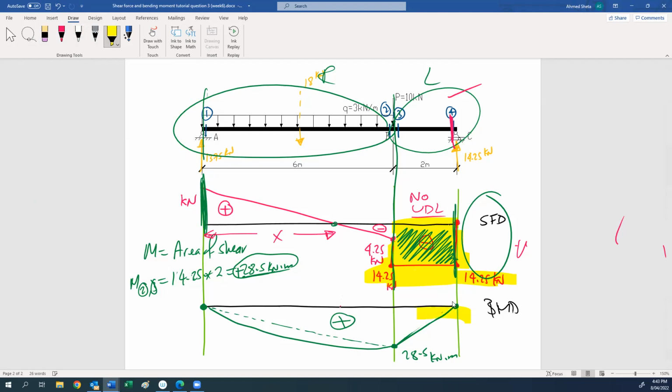If you go back to the previous example, this is the only difference between the two diagrams. Here, a straight line. In the previous problem, the moment was a curve or parabola. So these are the two differences. Difference number one is the shear is a constant line or horizontal line, and the moment diagram is a straight line, not a curve. Do you have any problem with the drawing?